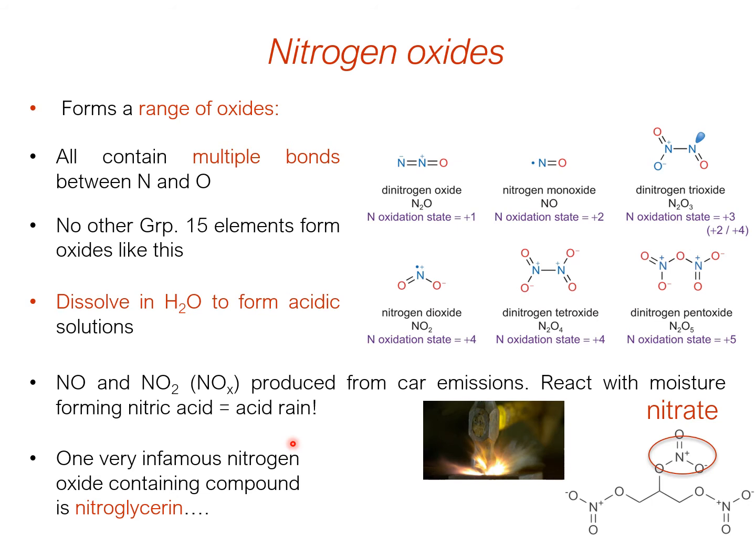Nitrogen is also commonly found in explosives. One nitrogen oxide containing compound is nitroglycerine. So if you take off these nitrate groups and just have hydrogens here, it's glycerol. But then we replace the hydrogens with nitrate groups, and you get nitroglycerin, which is very explosive.